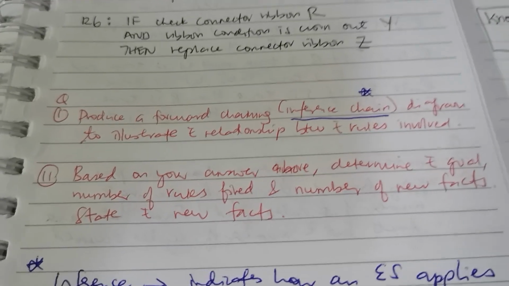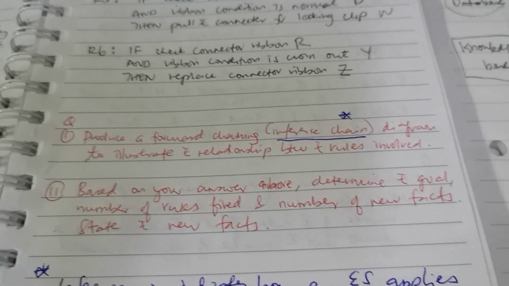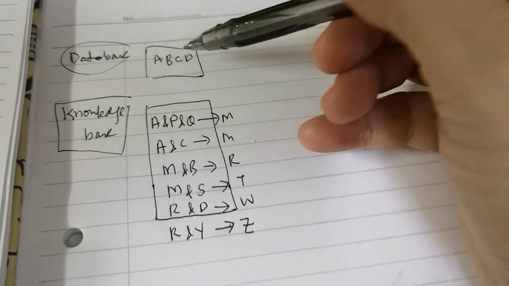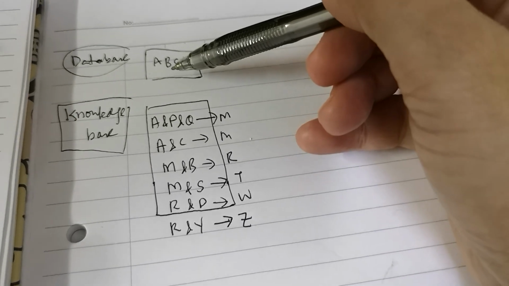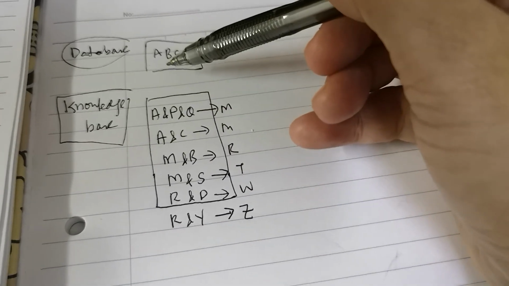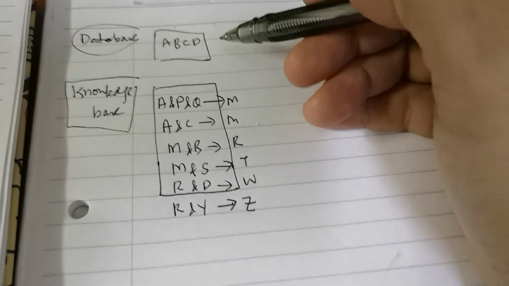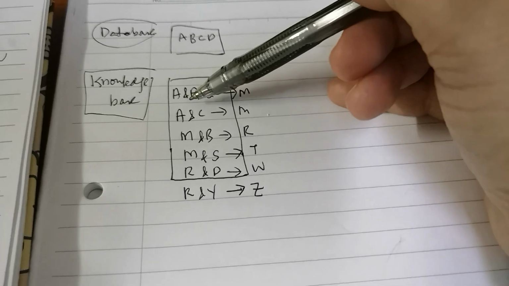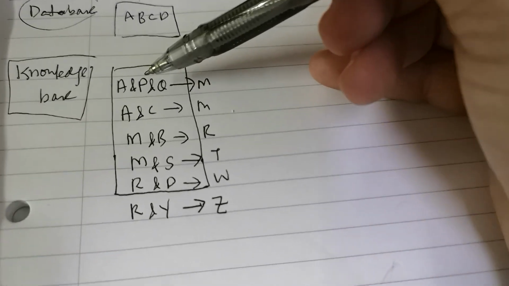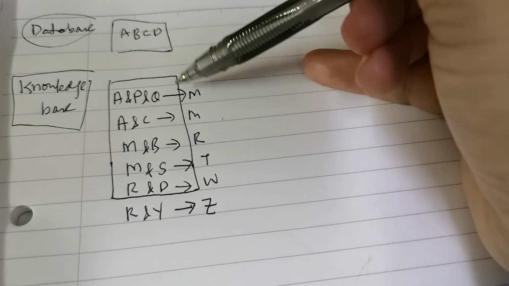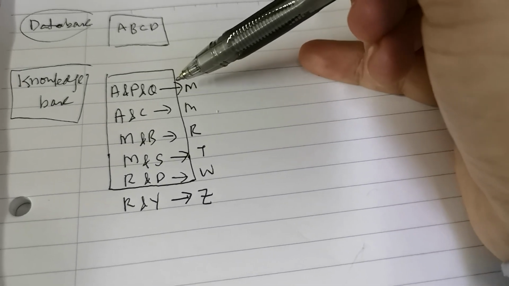Now it asks you to produce a forward chaining. Forward chaining is data driven. As I mentioned, you have to check whether or not there are matches between the rules in the knowledge base and the facts in the database. You have A, B, C, and D. The first rule, A, P, Q: you have A, but you don't see any P and Q here. So ignore the rule. You can't execute the rule.